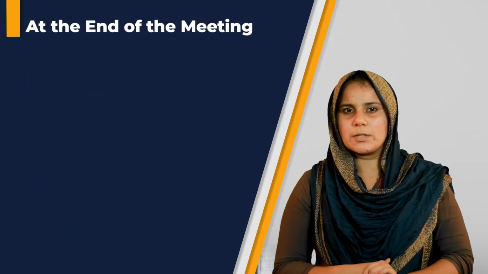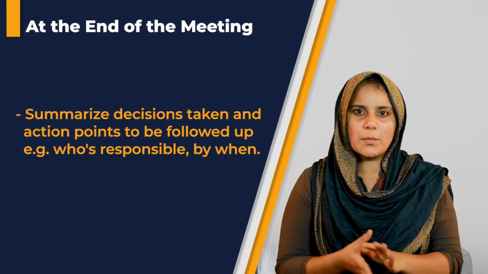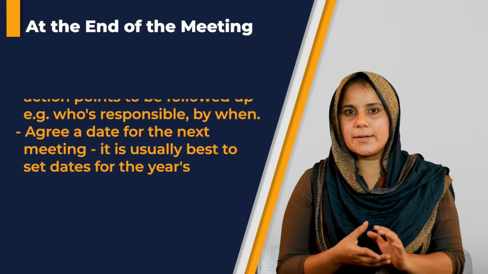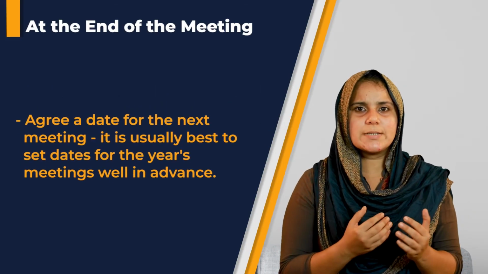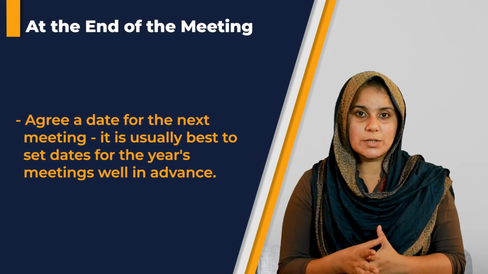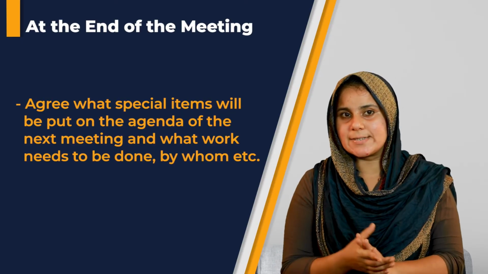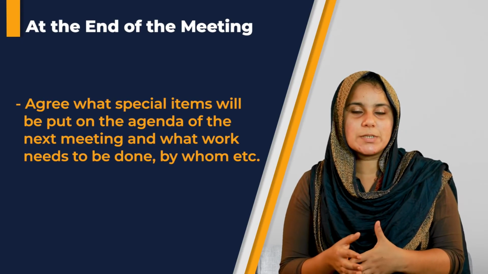Then at the end of the meeting, summarize the decisions taken and action points to be followed up, and who is responsible and by when, and agree a date for the next meeting, and it is usually best to set dates for the year's meetings well in advance. And agree what special items will be put on the agenda of the next meeting and what work needs to be done by whom, etc.